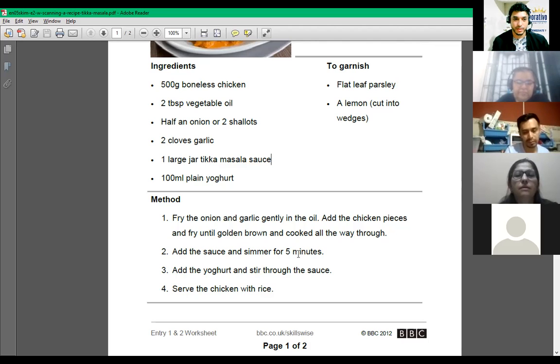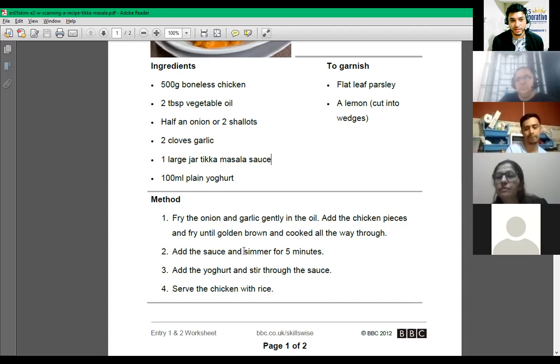Simmer. Do you know the meaning of that? No, I don't. Simmer is an action. It's like boil. When you boil water, you can cook eggs. You boil the water, which is similar to simmer. Hervir or dejar hervir. So you simmer the sauce for 5 minutes.